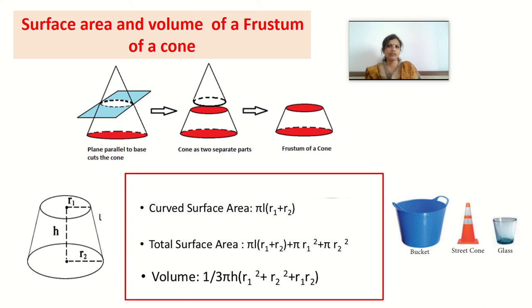Then total surface area of the frustum is this curved surface area plus area of the top plus area of the bottom, and if we add all these three, what we get is pi L (R1 plus R2) plus pi R1 square plus pi R2 square. Then comes the volume of the frustum, and the volume of the frustum is given by the formula 1 by 3 pi h (R1 square plus R2 square plus R1 R2).